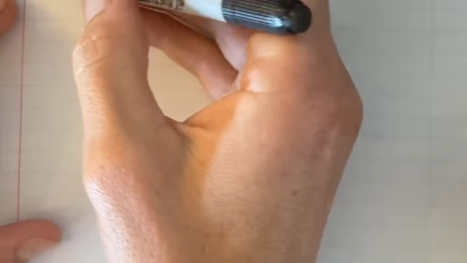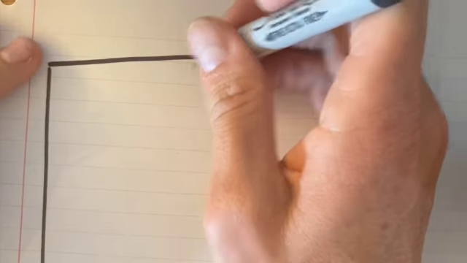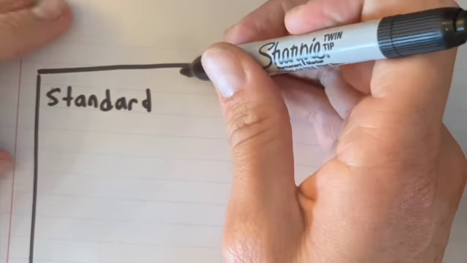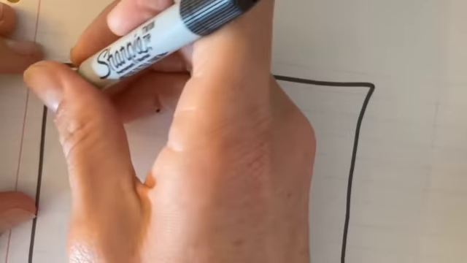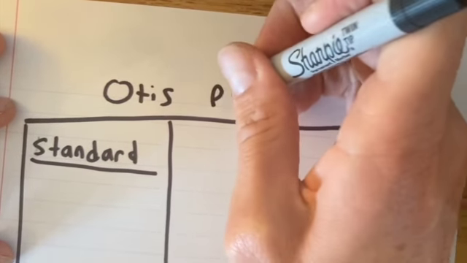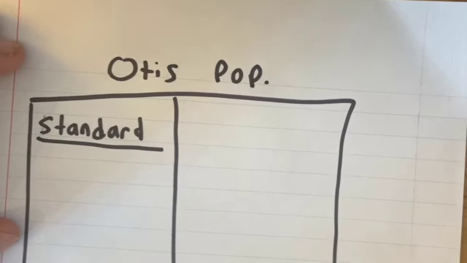Okay? The next thing you will do is get a piece of binder paper and make a large square on the binder paper, or a rectangle. You're going to make one large rectangle for each school population data that you got. So I'm going to give you an example of Otis Elementary's population. So I'm going to write Otis at the top. Otis Pop. I should have written Otis student population.